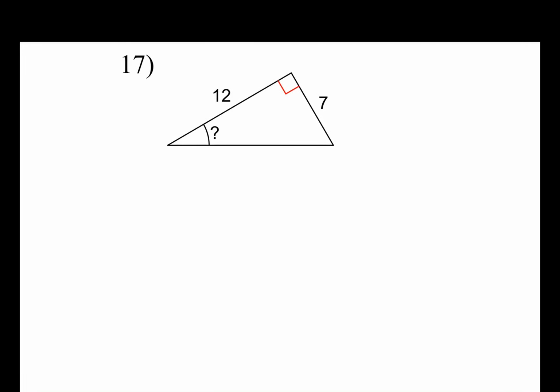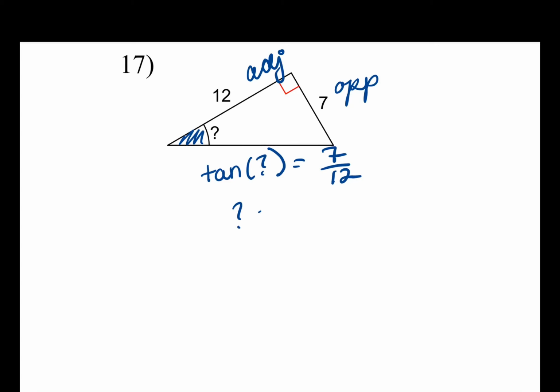17, same kind of deal. This is our angle. Want to label the sides. We've got an opposite side and an adjacent side, so we are going to be using tangent. So I know the tangent of question mark equals 7 over 12. So question mark equals inverse tangent of 7 over 12. When I punch that in my calculator and round to the nearest tenth, I end up with 30 degrees.